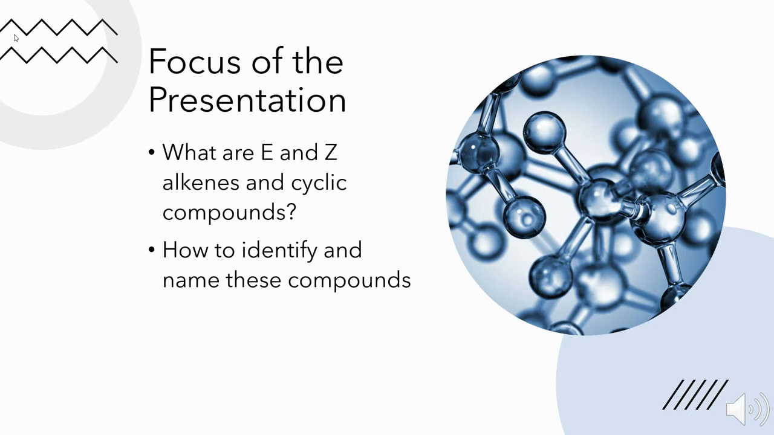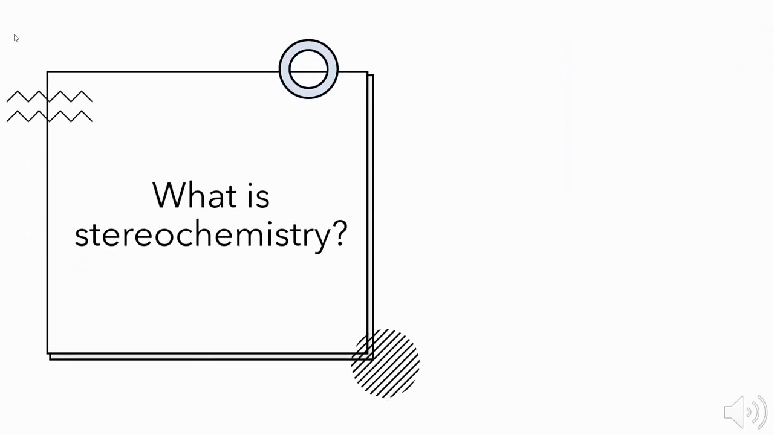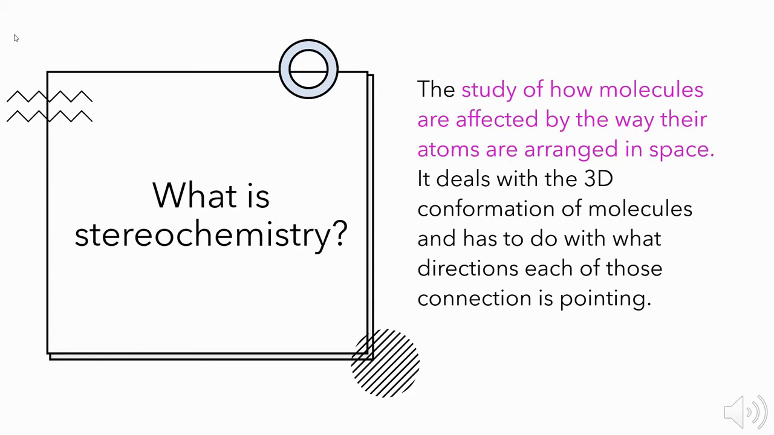Before we get into this, though, we will do a little bit of background information about stereochemistry, isomers, and chirality. Before we start getting into E and Z isomers, we need some background information, which includes what stereochemistry is. Stereochemistry is the study of how molecules are affected by the way their atoms are arranged in space. It deals with the 3D conformation of molecules and has to do with what directions each of those connections is pointing. Stereochemistry is very important to the study of chiral molecules.